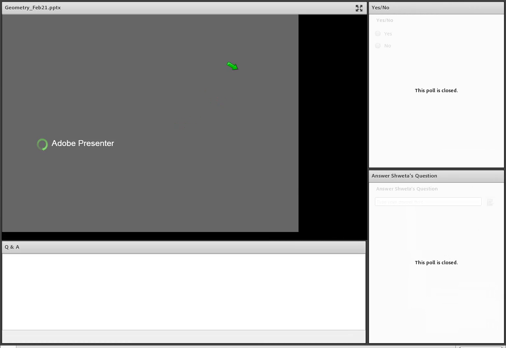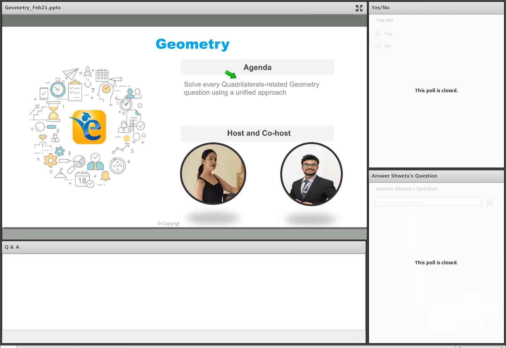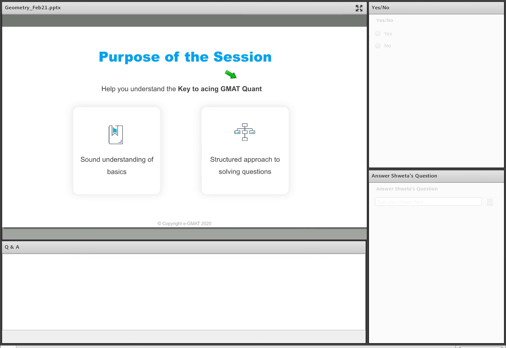Quadrilateral questions with ease. Let's just get started. But before that, step one is that I explain to you the purpose of the session and how this will progress. So the purpose is, again, we will give you a sound understanding of your basics and a structured approach to solve questions. This really is the key to acing GMAT Quant.